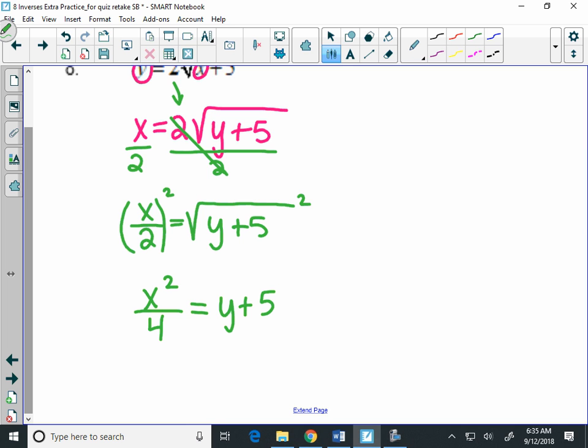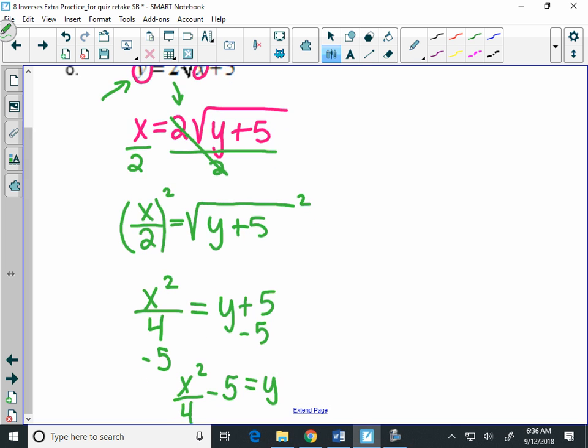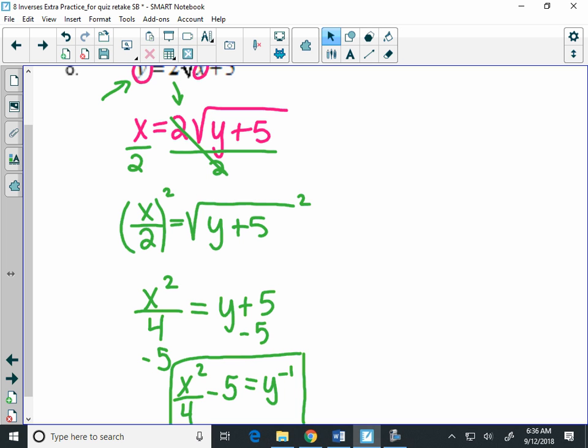You could not access the y or the 5 until you got rid of the square root. We've done that, so our last step here is to subtract 5 from both sides. That gives us x squared over 4 minus 5 equals y. Now we need to use formal inverse notation here. Since our original problem started with a y, the way we'd write the inverse is just to add the little negative 1. y inverse is x squared over 4 minus 5. The hard part about these problems for some of us is that we are doing the square before we're allowed to, so we have to be careful.